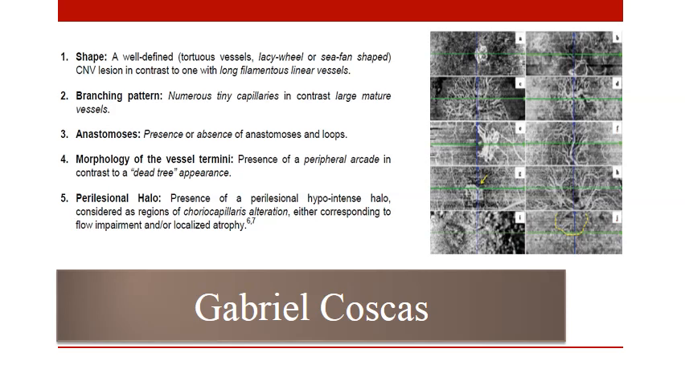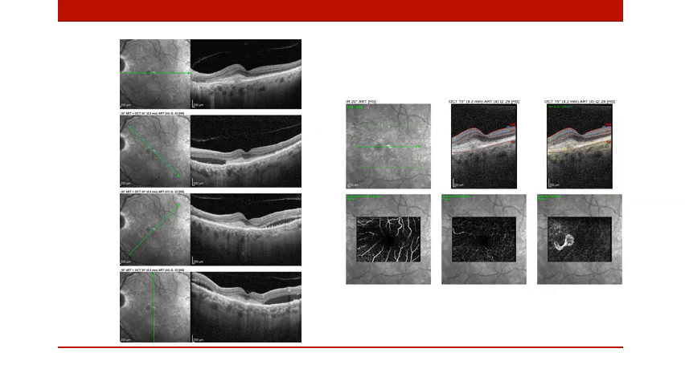Perilesional halo: presence of the perilesional halo, which is hypo-intense in appearance and considered to be a region of choriocapillaris alteration, in contrast to its absence. All these findings give you a better prognosis than the other one.